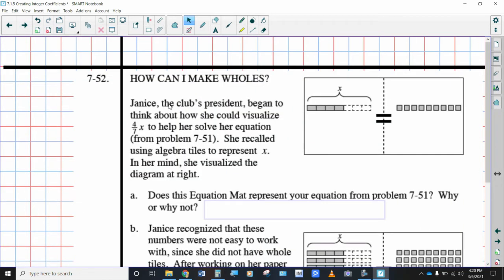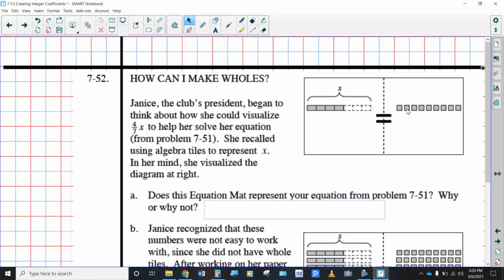All right, so Janice, the club's president, began to think about how she could visualize 4 sevenths to help her solve her equation. She recalled using algebra tiles to represent x. Remember how a long, skinny rectangle that was the color blue was the x tile? In her mind, she visualized this diagram at the right. And notice that she has visualized. You couldn't actually do this with the algebra tiles, which is why they're not great for when we get fraction and decimal coefficients. But if you could visualize it, this would represent 4 sevenths of an x.